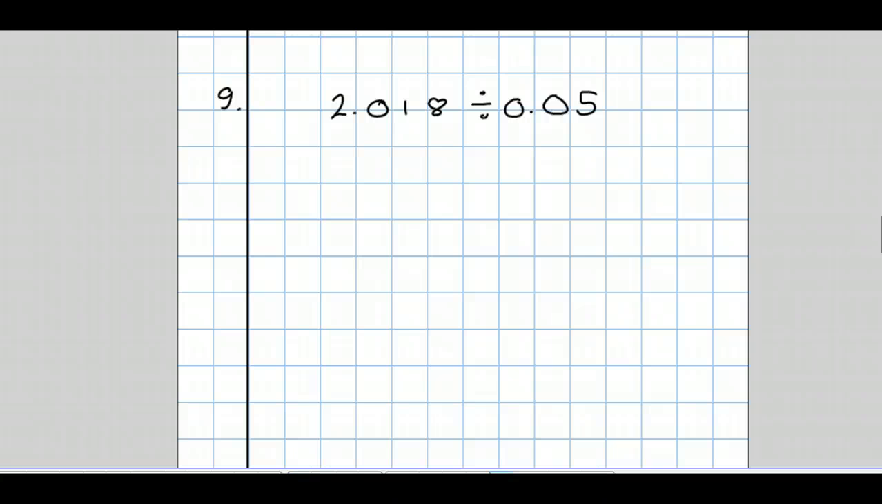And now our last one. 2.018 divided by 0.05. Can't divide by decimals, so I'm going to make that 100 times bigger. That turns it into a whole number. It turns into 5. And I have to do the same to the other side. Now what's that times 100? Well, if you remember from our earlier videos, just move the decimal point 2 places. So 2.018 times 100 is 201.8. So this calculation will get the same answer as the top one.